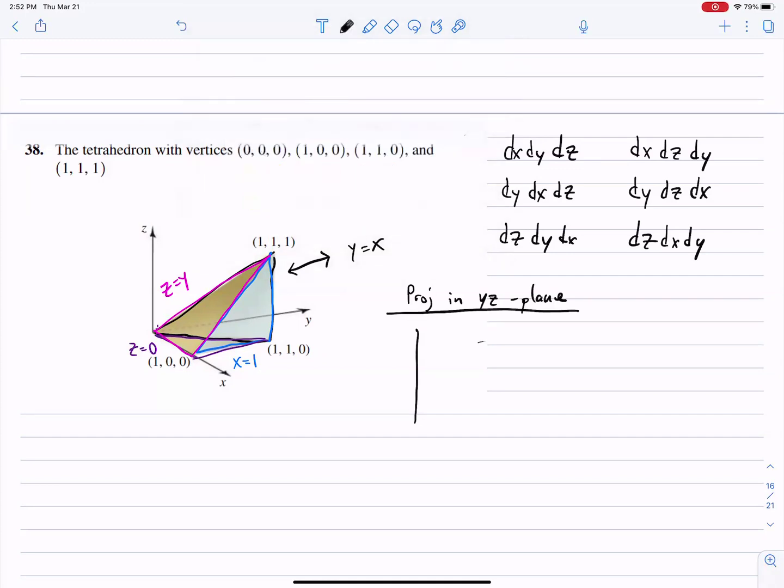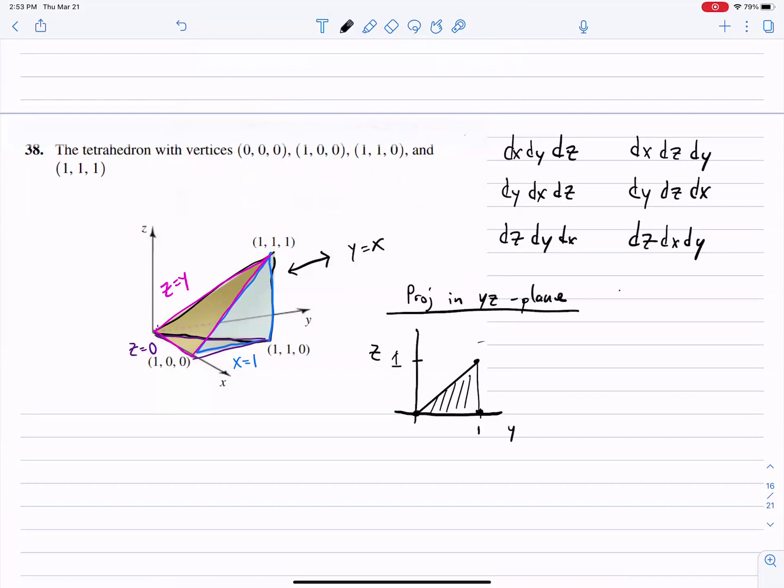So in the YZ plane, what does that triangle look like? 0, 0 is there, and then it contains this point and this point. So 1, 0, and 1, 1, and then it contains this point. And so this is my Y and Z. And so it contains this line right here. And then which side of it is it on? It's going to be on the bottom side, right? Because it contains this point down here. And so this is the region, my projection.